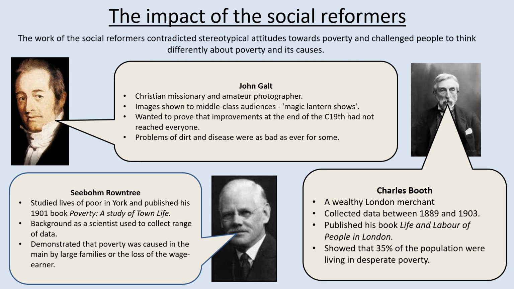So the poverty reformers, combined with concerns about people not being passed as being fit to fight for Britain during the Boer War at the end of the 19th century, meant that there was real problems, and people were aware of there being real problems in terms of poverty in the start of the 20th century.